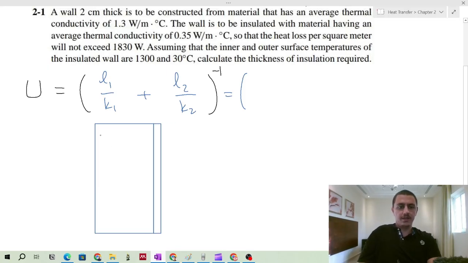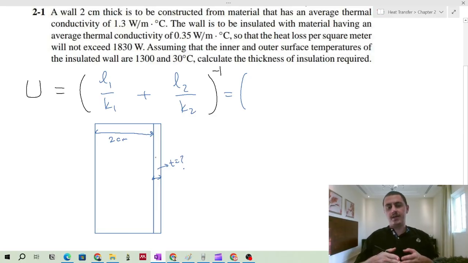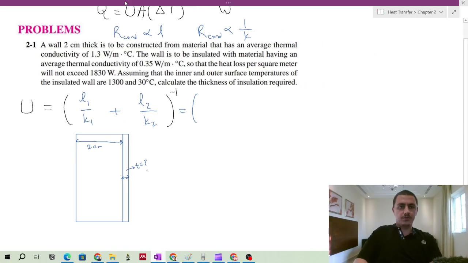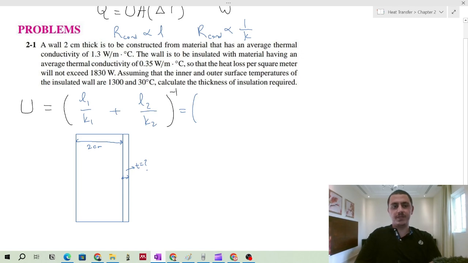We have two layers. First layer with a known thickness, which is 2 centimeters. Here I don't know the thickness, okay? Thickness here, L2, is not given. I want to calculate the insulation layer thickness that I need in order to get a specific heat loss value. So this is like a design question. How much thickness do I need for maintaining a specific value for heat loss? So let's see what we have here.